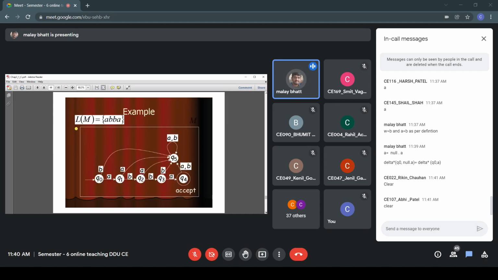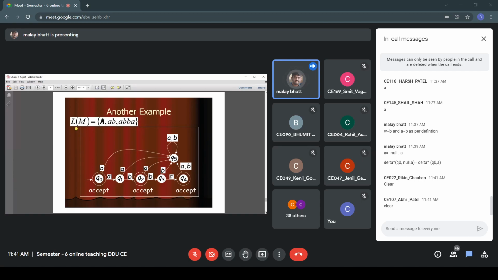Here we have seen one language. The language accepted by this machine is ABBA. It is accepting only one element. The language accepted by the machine means the set of strings which are reaching an accepting state.